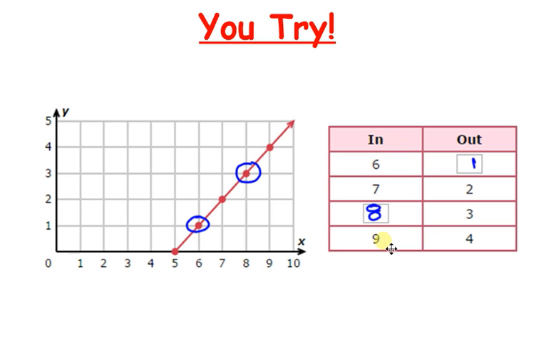Now I want to caution you about something. Don't look at this table and think 6, 7, blank, 9. This could be a totally different number. It does not have to be a pattern, and in fact, most times it won't be. So make sure that you use the graph.